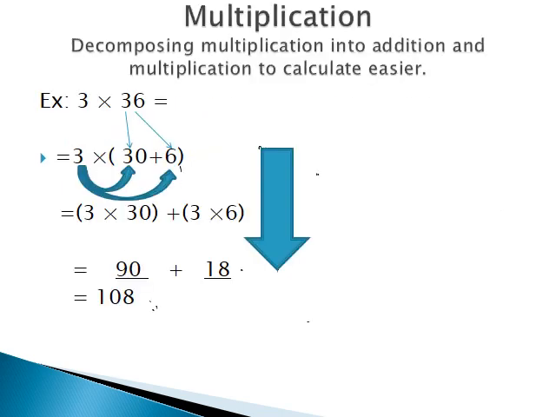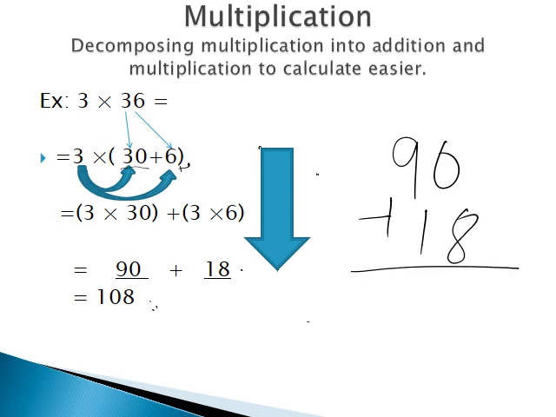Decomposing multiplication into addition and multiplication to calculate easier. For example, 3 multiplies by 36 equals. First step, write 36 in expanded form, which is 30 plus 6. Then multiply 3 by 30 will get 90 plus 3 by 6 will get 18. Then add 90 plus 18. 0 plus 8, 8. 9 plus 1, 10. So here we have 108.